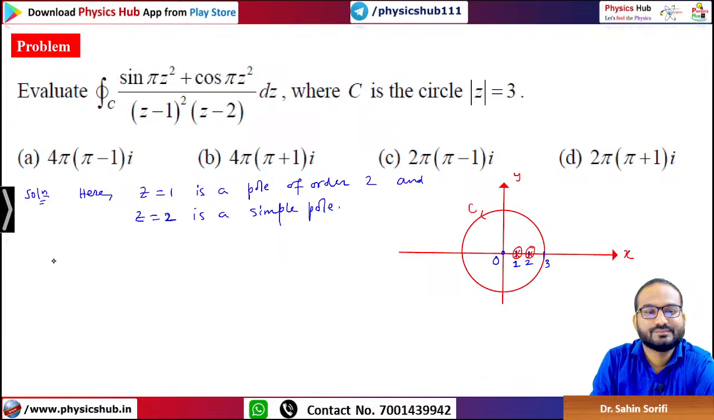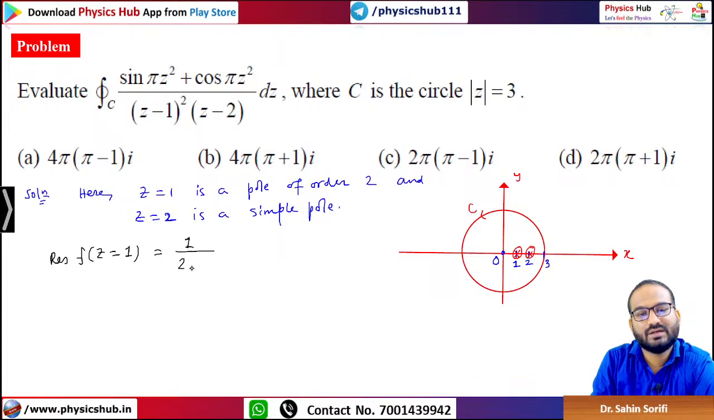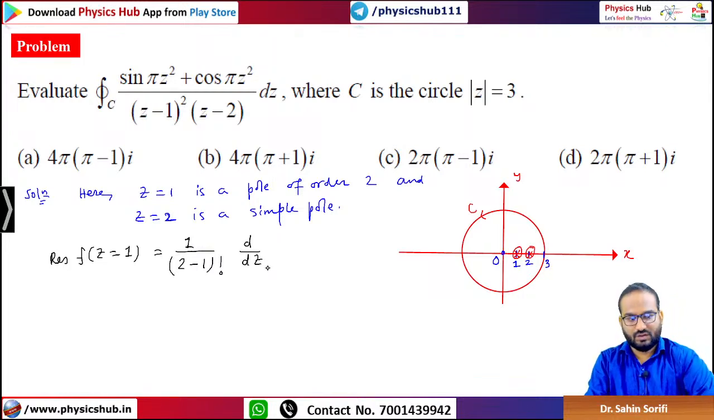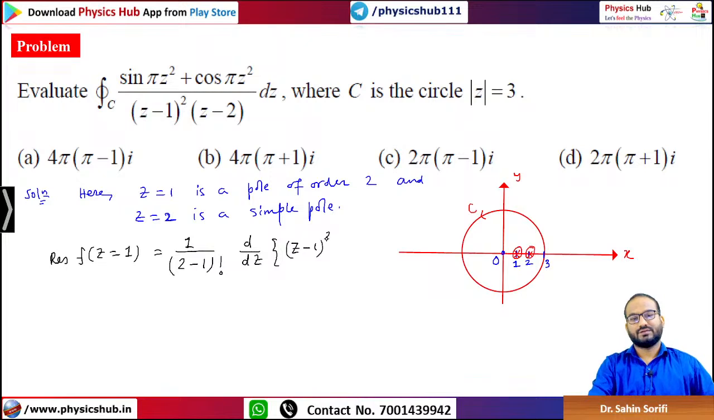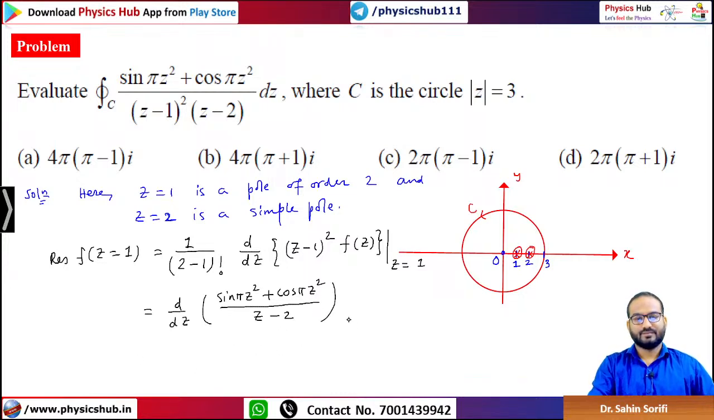Let's calculate the residue of f at z equals 1. 1 by (n minus 1) factorial, so n minus 1 is 1. So d by dz of (z minus a) whole to the power n, so (z minus 1) square times f of z at z equals 1. Right? So d by dz, where (z minus 1) whole square is getting cancelled, leaves sin pi z square plus cos pi z square divided by z minus 2, at z equals 1.